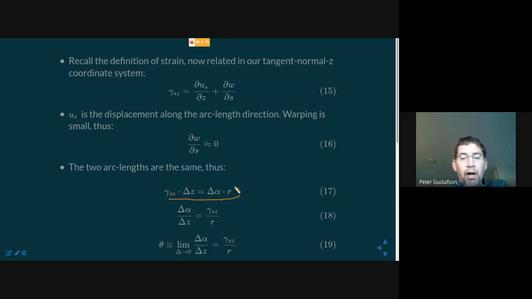Because of those arc length continuity arguments that I made on the last slide, gamma SZ times the differential length is going to be equal to the radius from the center of twist times the differential angle. And so we can now express d alpha dz as equal to gamma SZ over r, and we can take the limit of this as the differential lengths become small, and we can therefore express theta as being equal to gamma SZ over r. If this is d alpha dz, this is the change in the total twist with respect to the z-axis, the derivative of the total twist with respect to the z-axis. So theta is the rate of twist, and it's now going to be equal to the shear strain divided by r.